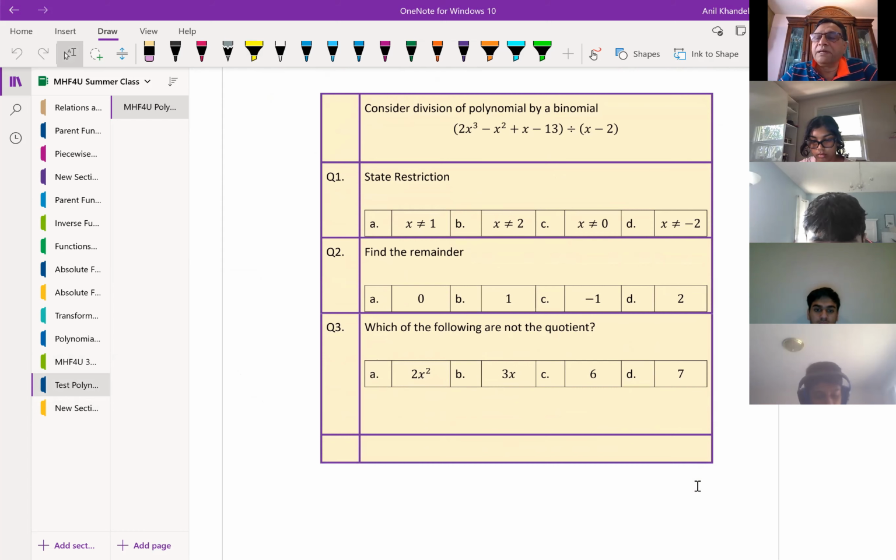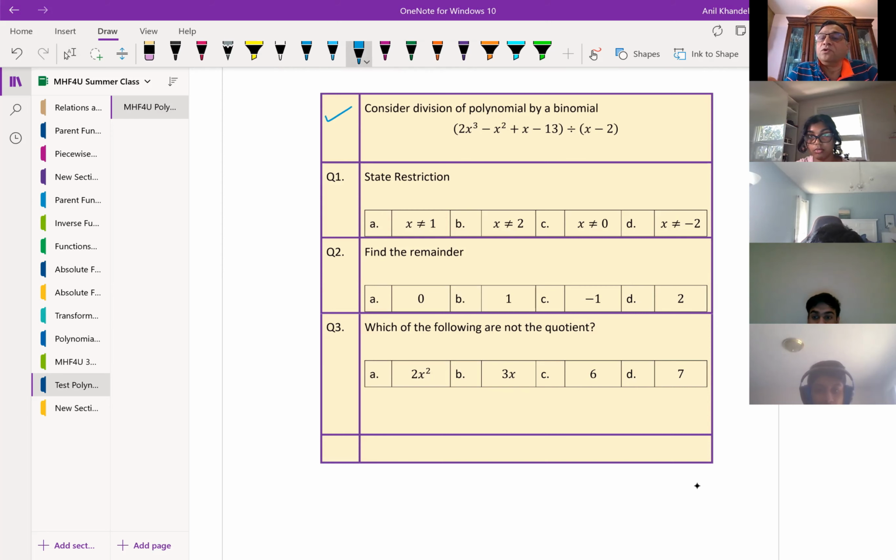Now, we'll begin with Vishruta. Vishruta, I'd like you to read the question and answer. Consider division of a polynomial by a binomial. Question 1, state the restriction. Yes. So we are dividing 2x cubed minus x squared plus x minus 13 by x minus 2. So what is the restriction? Tell me.